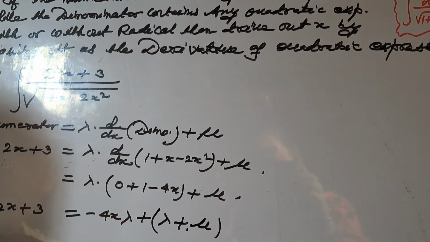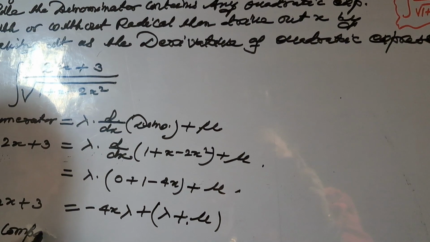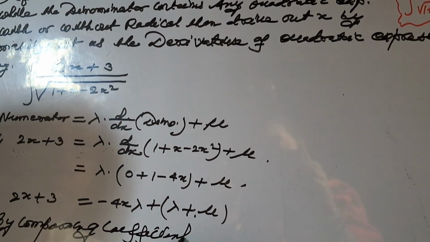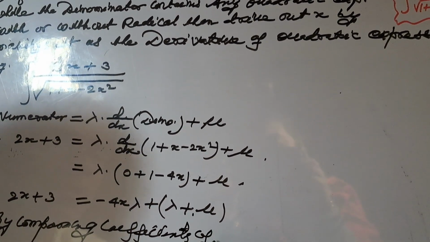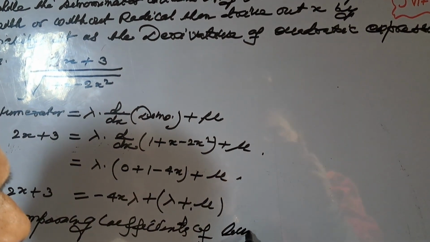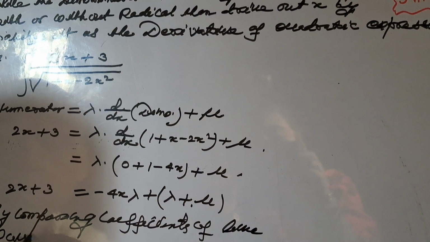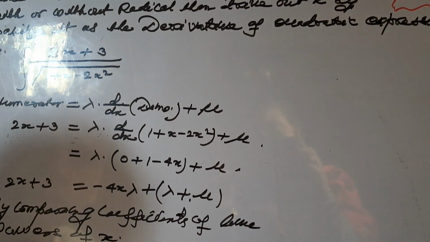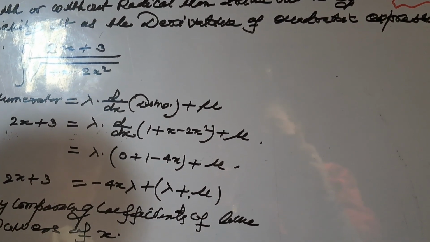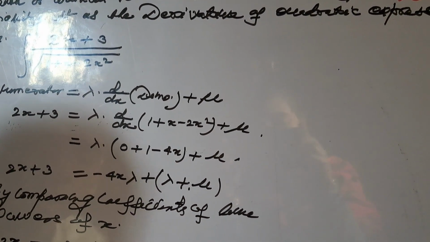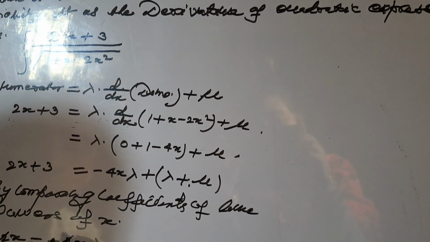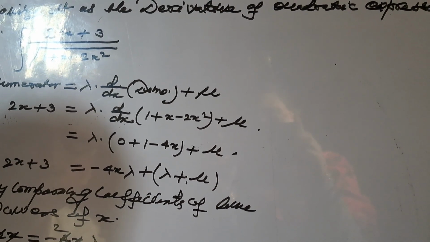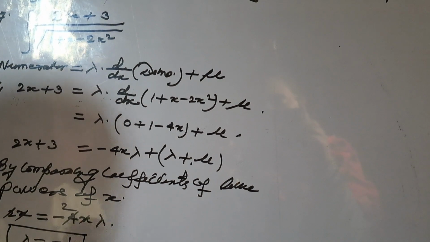and by comparing coefficients of like powers of x, we have here 2x is equal to minus 4x lambda, and this 2 cancels out, x cancels out, so lambda is equal to minus 1 by 2. I got this value.